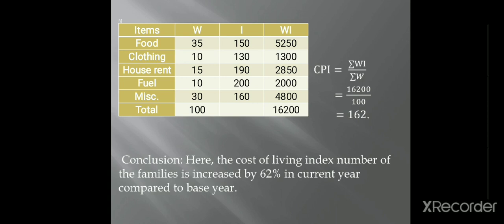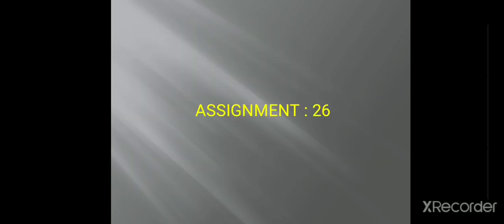And here is the conclusion. The cost of living index number of the families is increased by 62% in current year compared to base year. That completes this example.